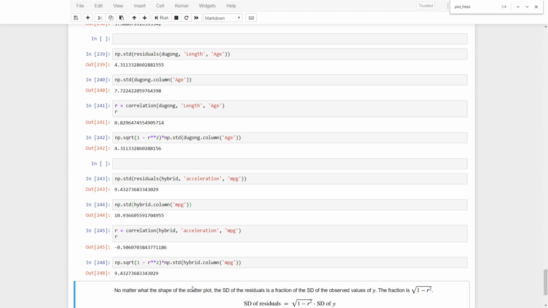Now let's interpret that. If r is 1 or minus 1, which means perfect correlation, whether it's positive or negative, then this fraction will be the square root of 1 minus 1, which is 0, which means that the standard deviation of the residuals will be 0. Now let's think about it. Remember that we earlier said that the average of the residuals is 0. So in this case, when r is 1 or minus 1, the average of the residuals is 0 and also the standard deviation of the residuals is 0, which means that all of the residuals are zeros, which means that the errors are zeros, which means that the regression line perfectly fits the observed values.